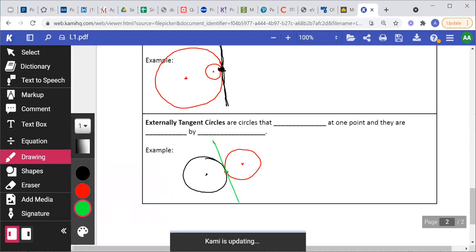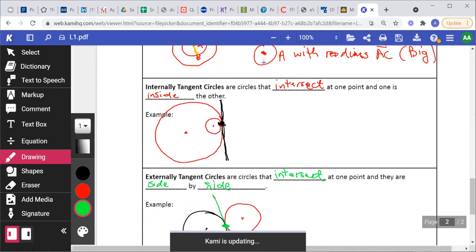So here, this green dot makes these two circles externally tangent circles, okay? External tangent circles are circles that intersect at one point and they are side by side. As you can see, the two circles are side by side and they touch at one point. But for the internal ones, one is inside the other and they touch at one point.